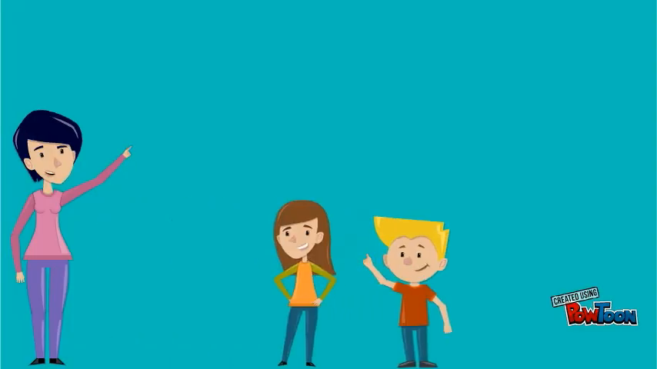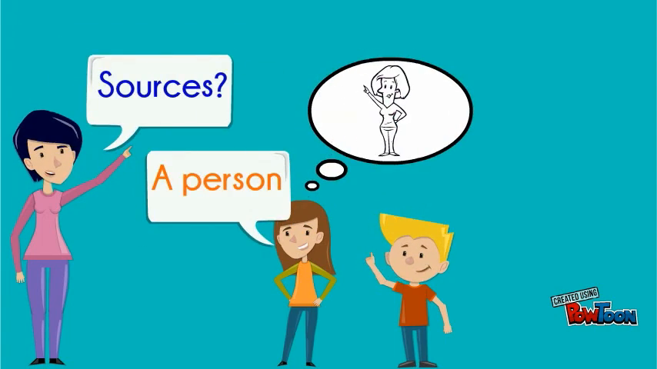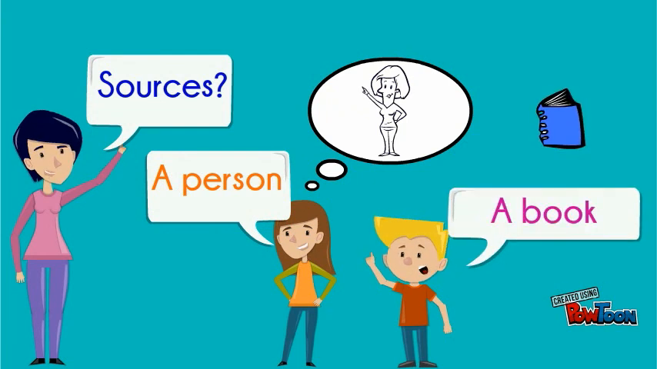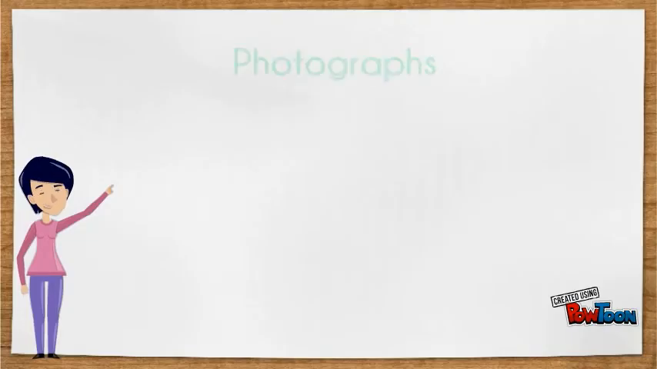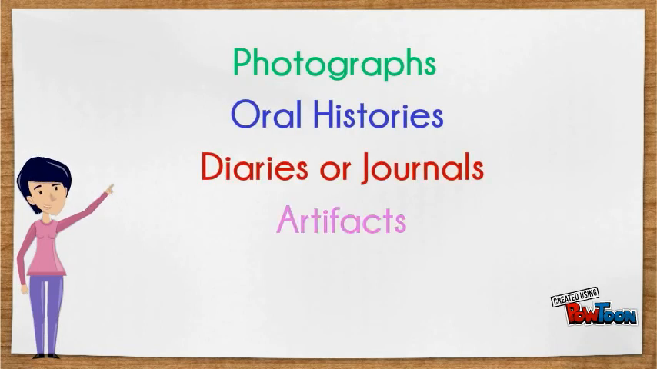When we study history, we learn information from sources. What are some sources that can help us learn about the past? A person. My grandma tells me stories about her life. A book. I like to read about the Aztecs. Yes, those are sources. Here is a list of some others: photographs, oral histories, diaries or journals, and artifacts. You need to analyze different kinds of sources to learn about the past.